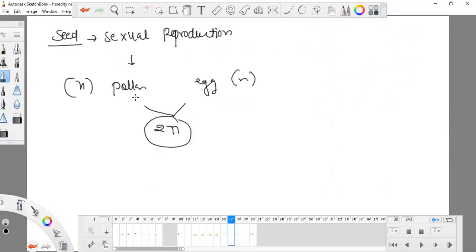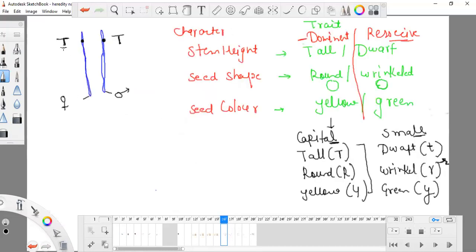So in P there are 14 chromosomes. From pollen, from the father, it is bringing 7 chromosomes, and from the egg, that is its mother, it is taking 7 chromosomes. So the total number of chromosomes in P is 14. In this case, both are dominant. Now if there are the same type of trait, both are capital, then it is known as homozygous.